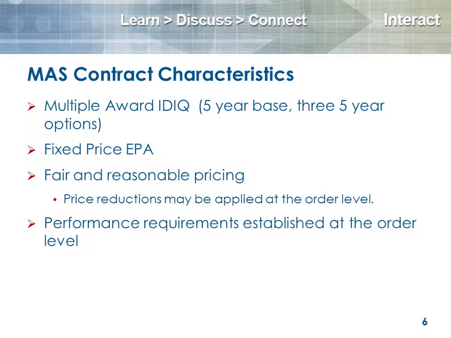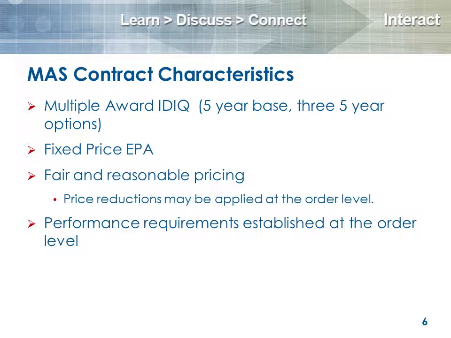The VA sets them up just a tad bit differently than GSA. In the GSA world, they are established from a standpoint of an initial 5-year with 3 5-year options. VA does an initial 5-year with only 1 5-year option. But we set them and award them at the contract level with fixed price economic price adjustment contracts, meaning that the contract can be adjusted during its performance period based on that economic price adjustment clause.